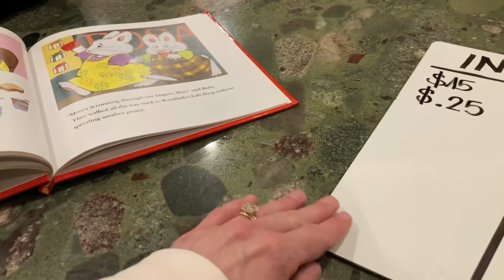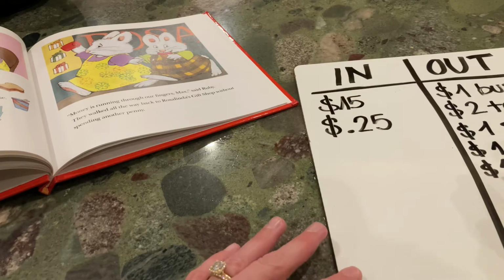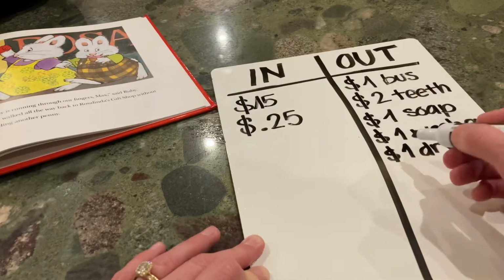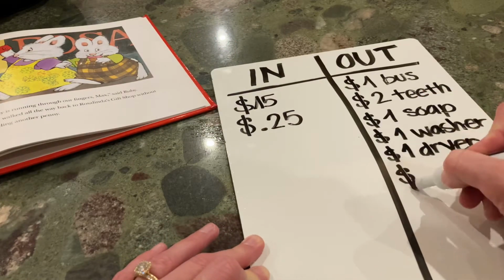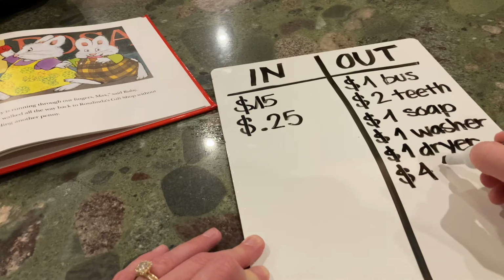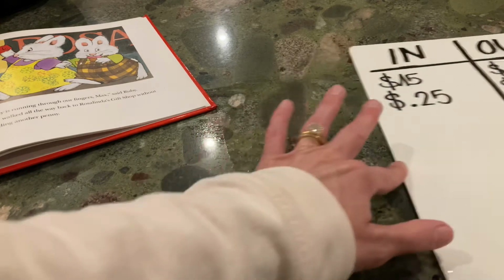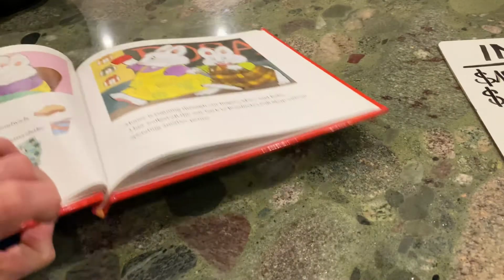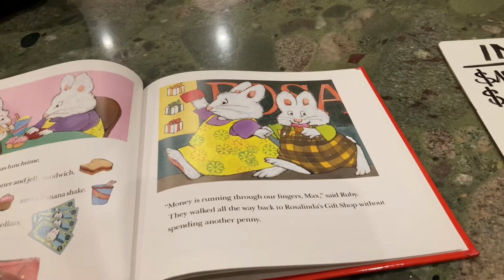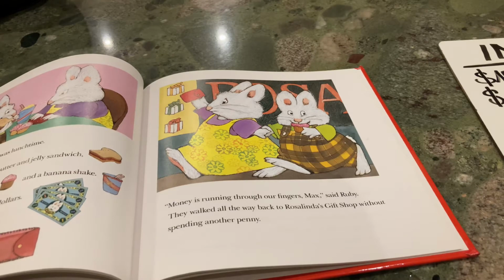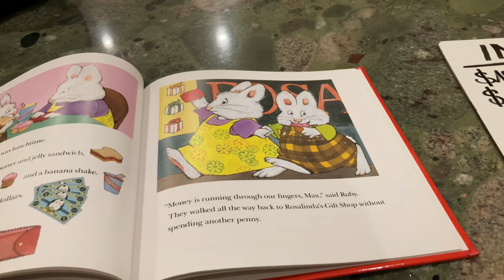All right, so we have our list again. In the out column, I'm gonna write $4 for lunch. Money is running through our fingers, Max, said Ruby.